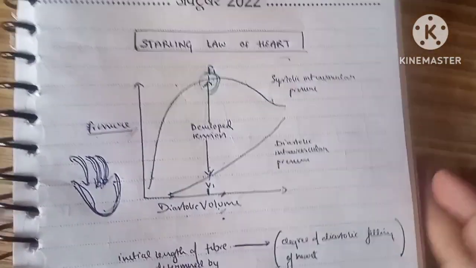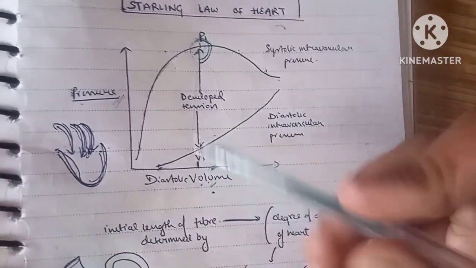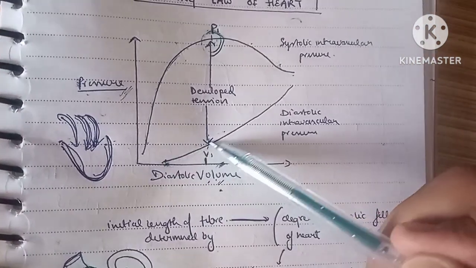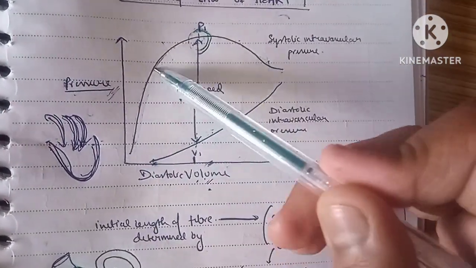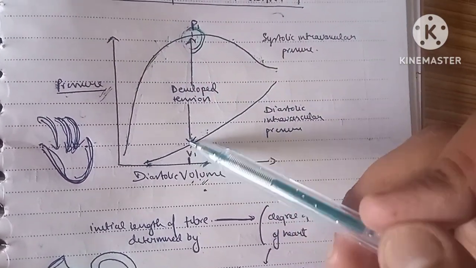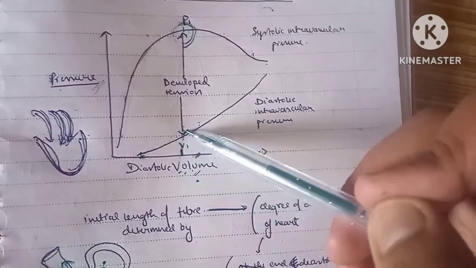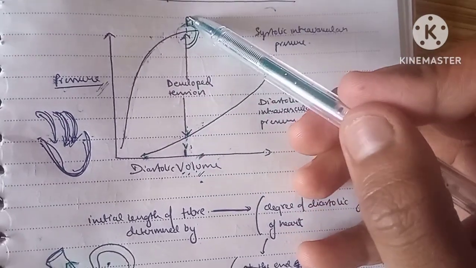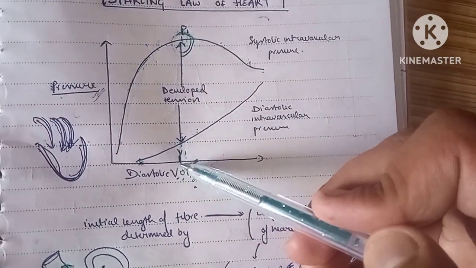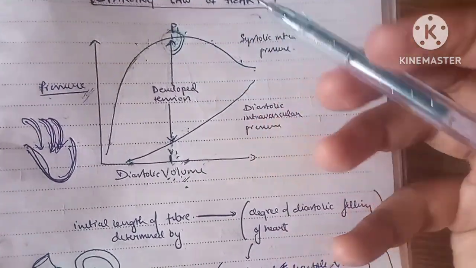Okay, let's try to understand this graph now. So we have diastolic volume here and the pressure generated, or the stroke volume you may say, here. With increase in the diastolic volume, we have an increase in the pressure or the stroke volume that the heart is going to generate, up to a limit. With this V1 diastolic volume, we have the P1 pressure or stroke volume, which is maximum. This means at this end diastolic volume, we have the maximum stroke volume.